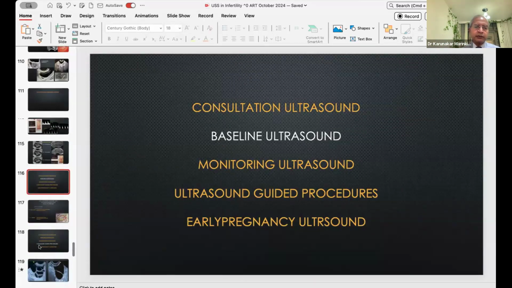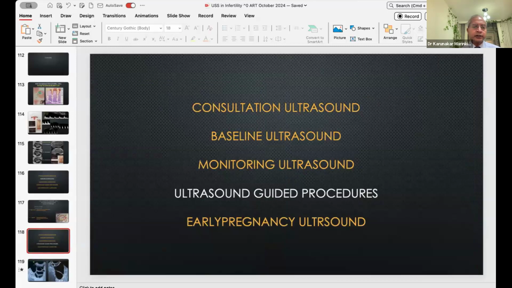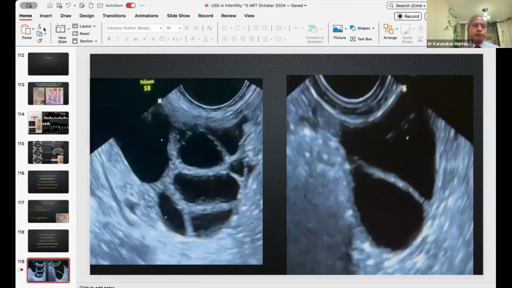So baseline, I think we discussed already. You need to know how to count the antral follicle. What is the role of ultrasound during ultrasound guided procedures? All right, that's just for completion's sake. I put these arbitrary categories in all of this.